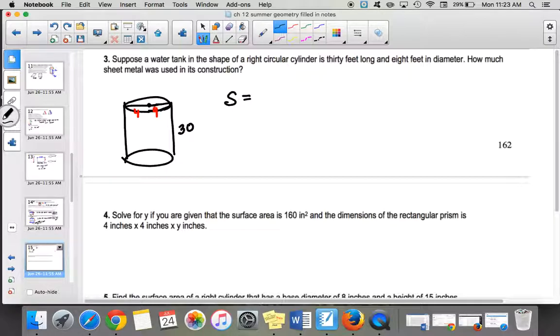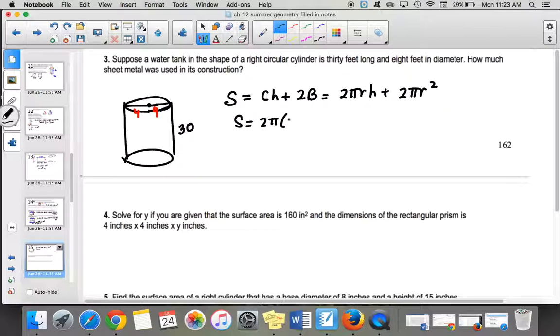All right, so our surface area. Again, think about our piece of paper that's rolled into a cylinder. We have our circumference times height, right? Added to 2 of the area of the bases. So we have 2 pi r h plus 2 of the pi r squareds.